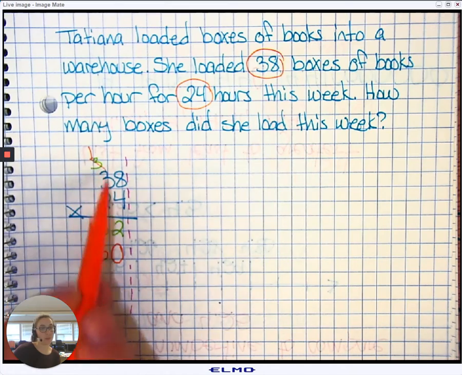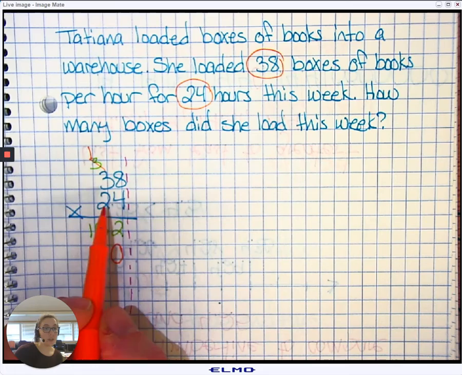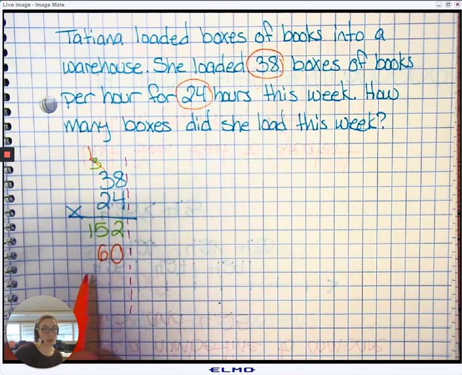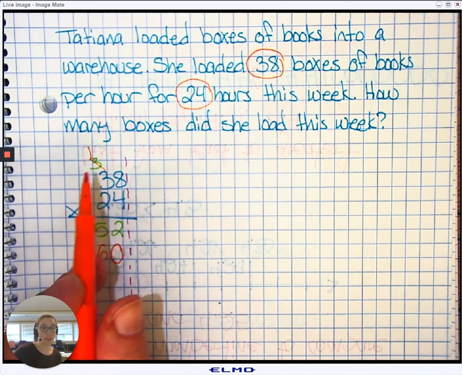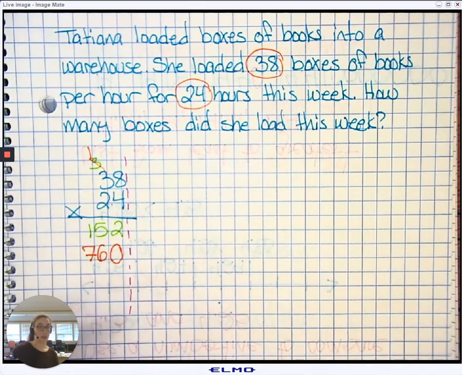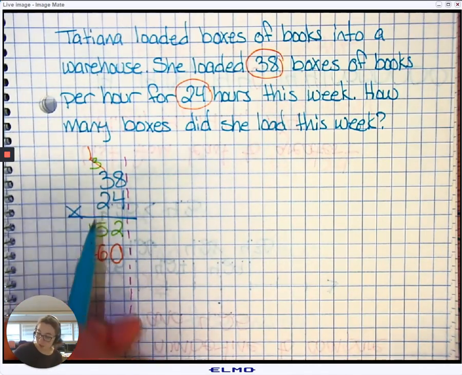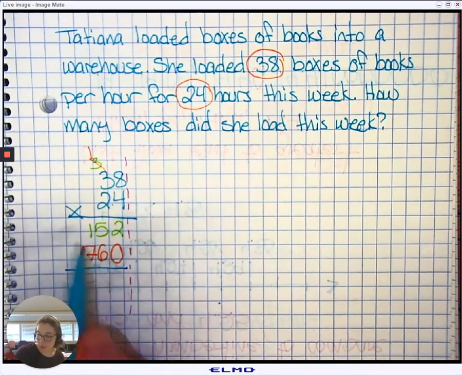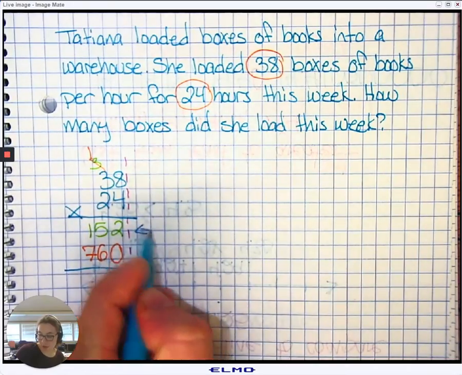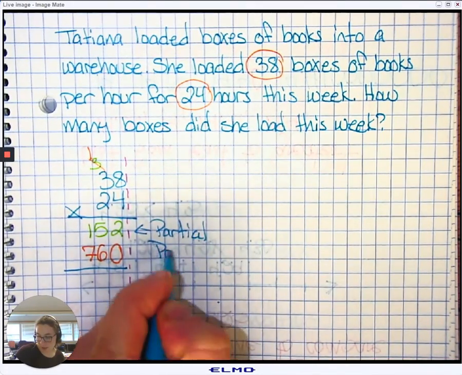Carry the 1 and put it somewhere else or next to the 3. I can cross out the 3 or erase it if I want to, but I'm using a different color, so I don't necessarily need to. 2 times 8 is 16. 2 times 3 is 6, plus 1 is 7. Okay, now I have multiplied both my 1s and my 10s. Now I can add. I'm going to add these two together because these are what are called partial products.